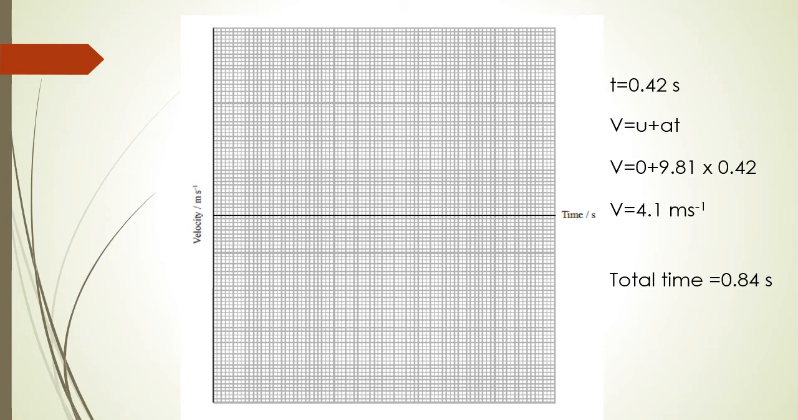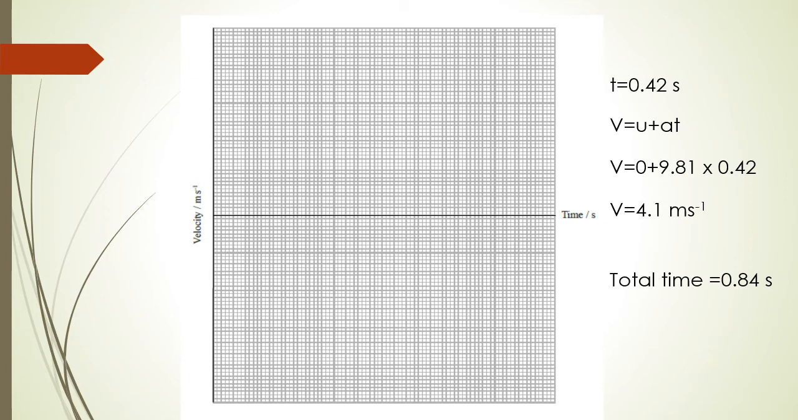So here, maximum velocity is 4.1 meter per second, so we can plot velocity starting from 0, in the positive side plus 1, 2, 3, 4, 5, and down also we can plot minus 1, minus 2, minus 3, minus 4, minus 5. Then the total time: upward motion 0.42, downward motion also 0.42, total is 0.84. So we can plot like 0, 0.1, 0.2, 0.3, 0.4, 0.5, 0.6 until 1.0. We can plot like that.